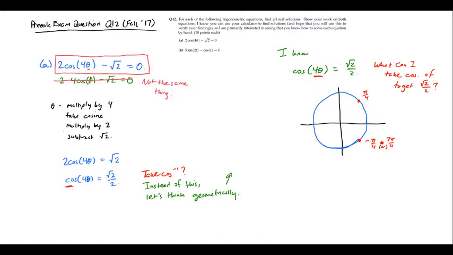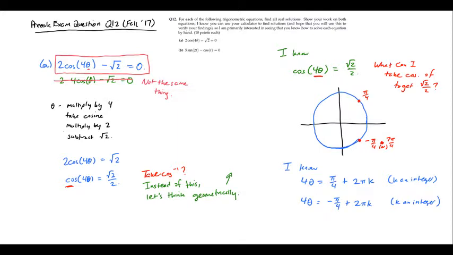Alright, so here's what I know, and this is where things got a little bit chaotic. I know that 4 theta has to equal one of the following things. Either it's got to be pi over 4 plus some number of full rotations, or 4 theta has to equal negative pi over 4 plus some number of full rotations.